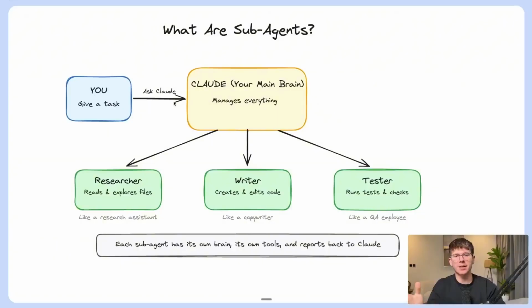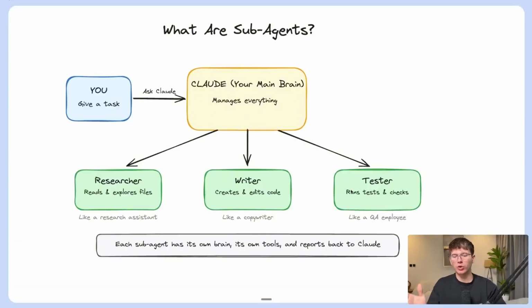Right now, what's happening is that you're asking Claude Code to do everything: research, write, test, organize, right? And that's like running a one-person business forever. And so you can think of sub-agents like hiring different employees. Each one has their own brain, their own job description, their own tools, and each one reports back to the main boss, which is Claude in this case, right? And so what happens here is that you give Claude a task of what it has to do, and then Claude delegates, which means that it gives the work to the right employee, to the right agent in this case.